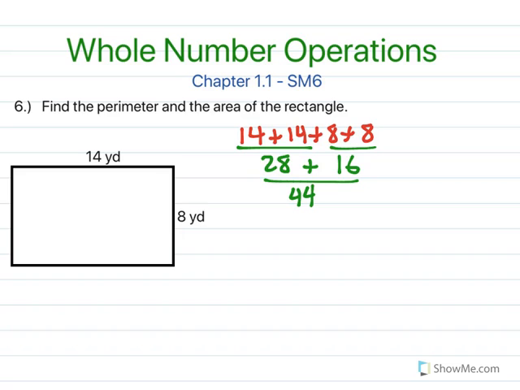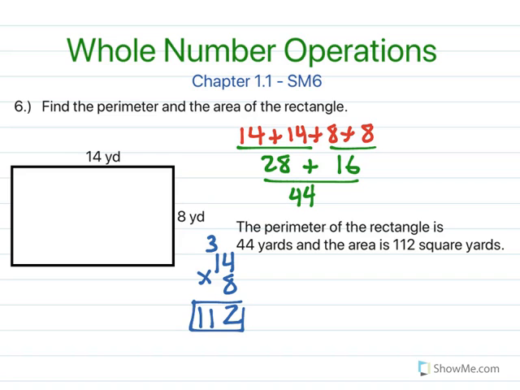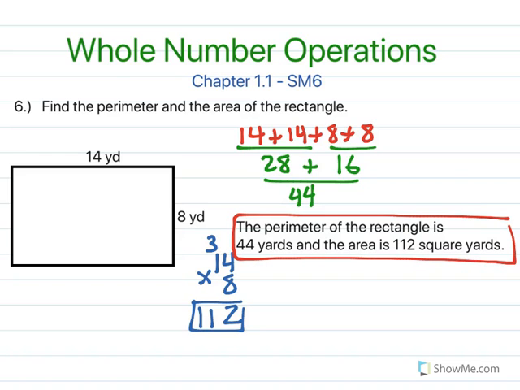And then over here, I'm going to do the area. I'm going to multiply length times width. So I do 14 times 8. 8 times 4 is 32. Carry my 3. 8 times 1 is 8, plus 3 is 11. So I have 112. So I can say that the perimeter of the rectangle is 44 yards, and the area is 112 square yards. Let's go ahead and try our final problem.